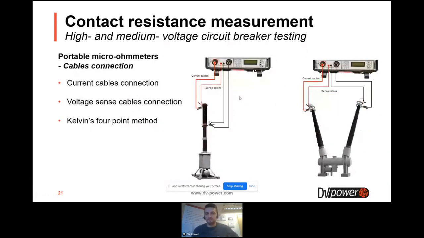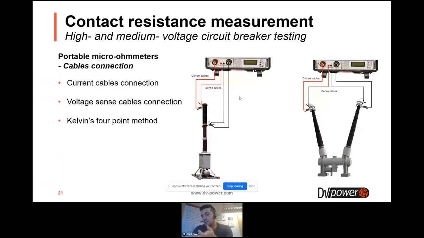Connection to the breaker, as I said, is directly to the terminals of the breaking chamber. If you have live tank breakers, like on the left photo, you will connect to each and every breaking chamber. If you have a dead tank breaker or GIS breaker, you can connect only to the terminals of the one phase.